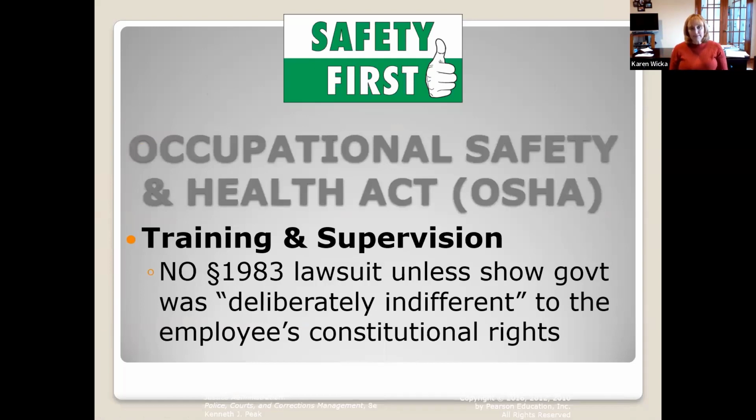Now, sometimes people sue because of what we call OSHA. So OSHA is the Occupational Safety and Health Act. This requires employers to provide certain safety precautions for their employees. So one of them is training and supervision. If your job requires a certain level of training and supervision, your employer has to provide that. So there is no 1983 lawsuit unless you can show that your employer knew of the danger and deliberately ignored the danger, violating OSHA requirements, which violate people's constitutional rights, okay? So deliberate indifference is knowing that it exists and closing your eyes and pretending like it's not. You cannot do that, okay?